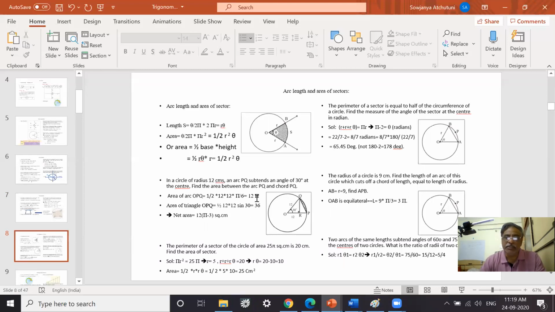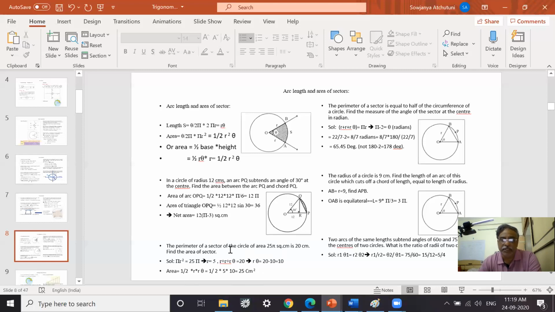Here always remember, when I put sine theta, theta is in degrees. When I put theta directly, it is in radians. I cannot put 180 by 6 here. Pi is in radians. Pi by 6 is in radians. In half r square theta, I have to put 22 by 7 for pi. It is not 12 into 180, it is 12 into 22 by 7.